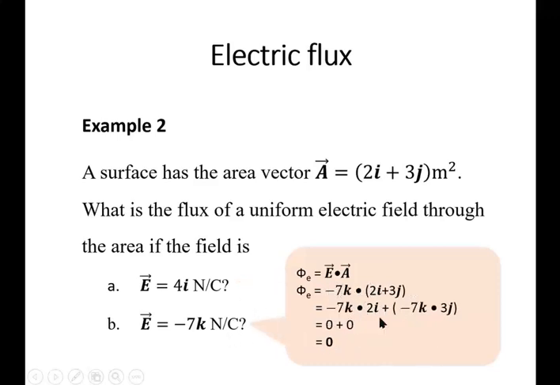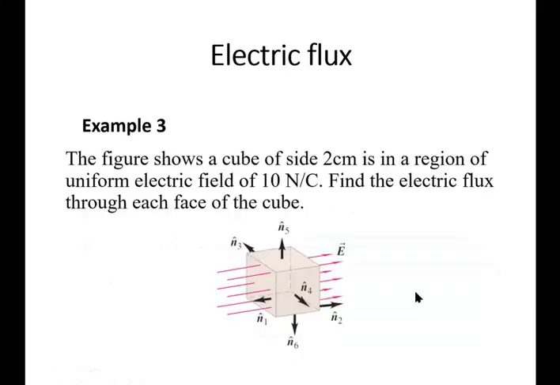So we do expand, and we are going to get negative 7k dot 2i. These are not alike. We also come here, negative 7k dot 3j. These are also not alike. So if you dot multiply unlike terms, unlike vectors, then you are going to get 0. Let's look at the third question.